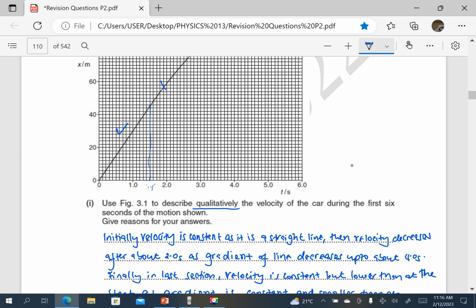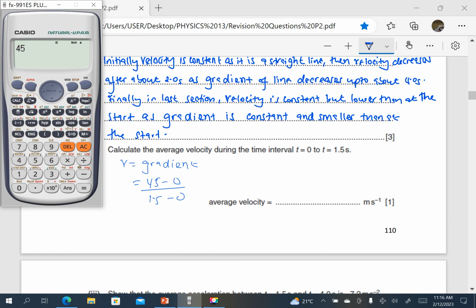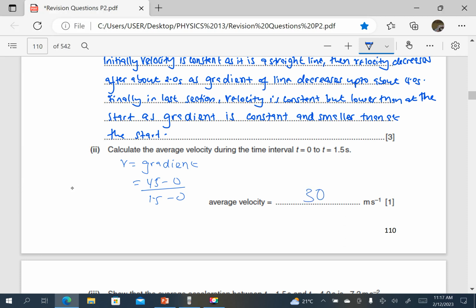It is somewhere here in the middle of the box. If you printed this in large format, it is 45. So that is going to be 45 minus 0 divided by 1.5 minus 0. So 45 divided by 1.5, that is 30. Average velocity is going to be 30 meters per second.